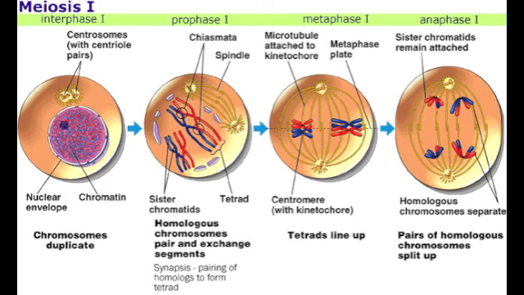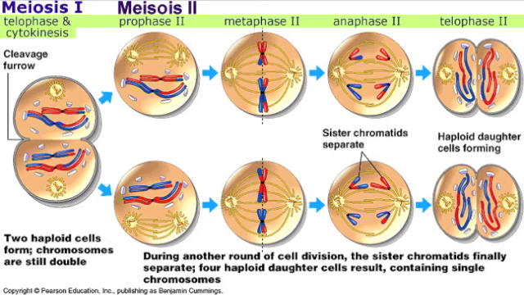Finally, telophase 1 happens as the chromosomes have now moved to opposite poles and a nuclear envelope forms around them. Cytokinesis typically occurs within telophase as two haploid cells are formed. The main goal of meiosis II is to separate the newly created sister chromosomes.